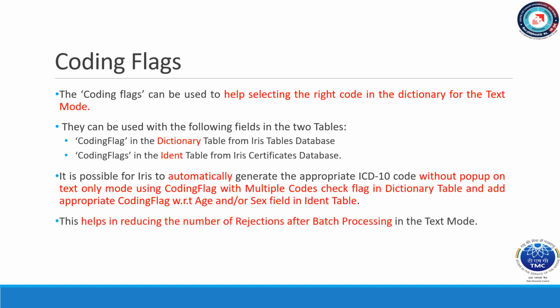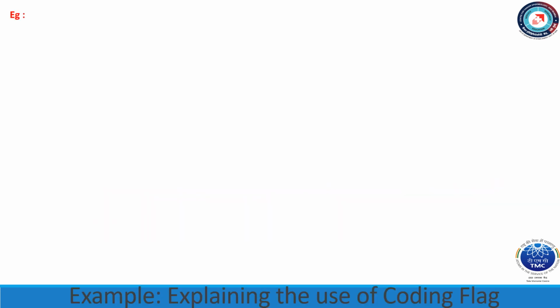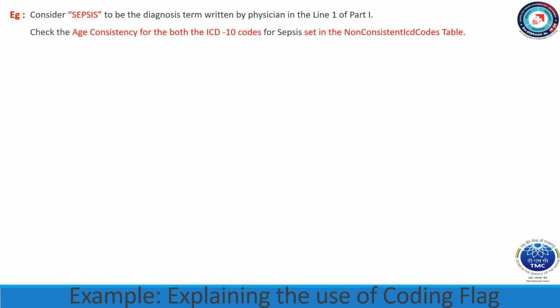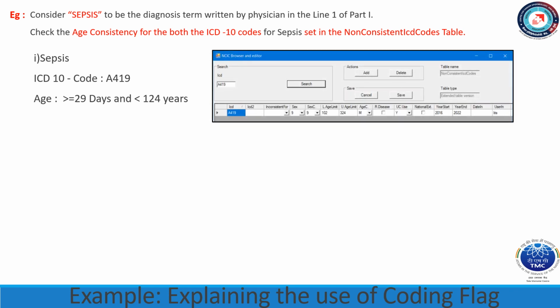This helps in reducing the number of rejections after batch processing in the text mode. For example, consider sepsis to be the diagnosis term written by the physician in line 1 of part 1. Then one needs to check the age consistency for both the ICD-10 codes for sepsis set in the non-consistent ICD codes table. Firstly, considering the age of the deceased to be greater than 29 days and less than 124 years, then the appropriate ICD-10 code for sepsis will be A419.